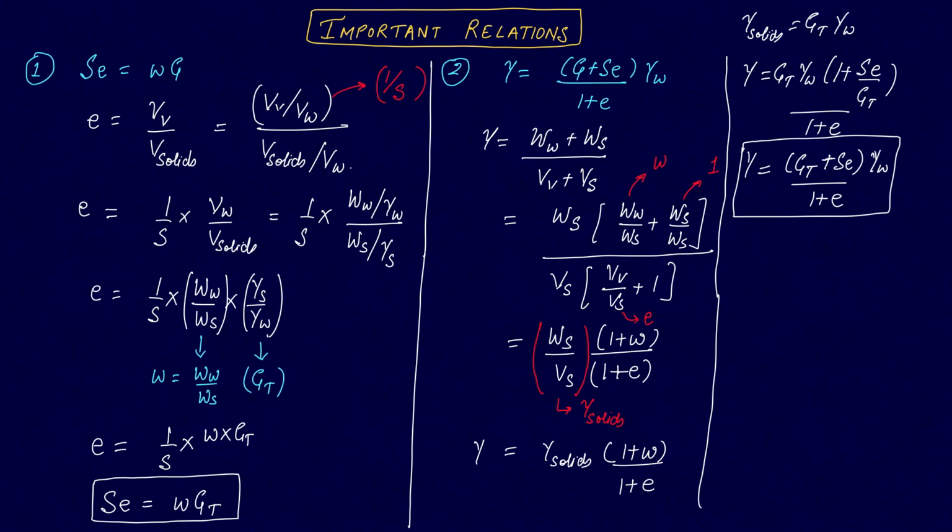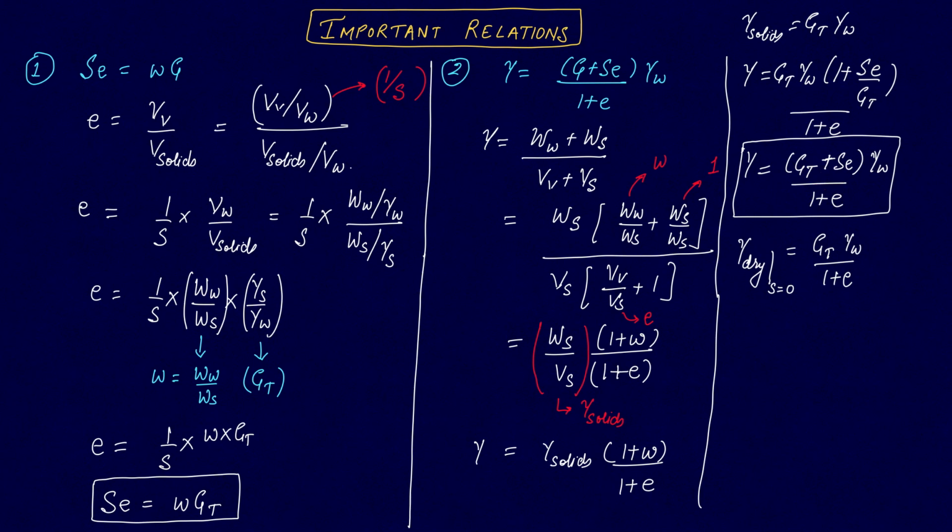But the same formula can be used in a different form also. So for example, let us suppose you want to calculate the value of gamma dry. For dry, you know that the degree of saturation is equals to 0, and if you put S equals to 0 in this formula, the formula will become equals to GT into gamma W upon 1 plus E. You just put the value of S here equals to 0.